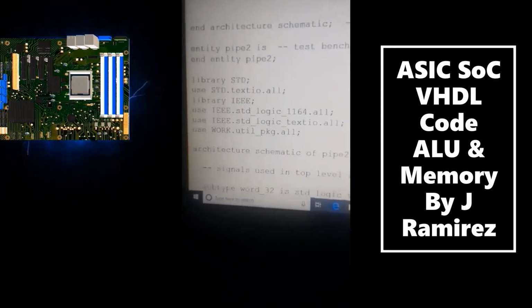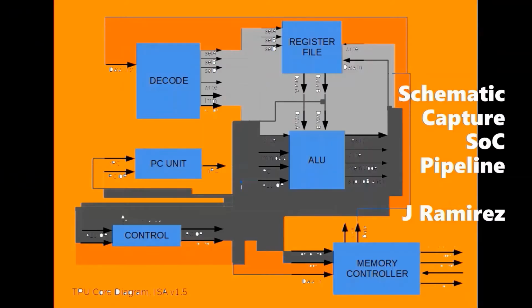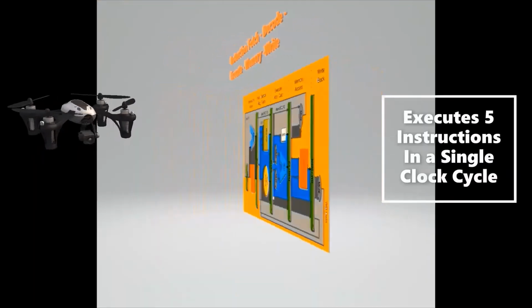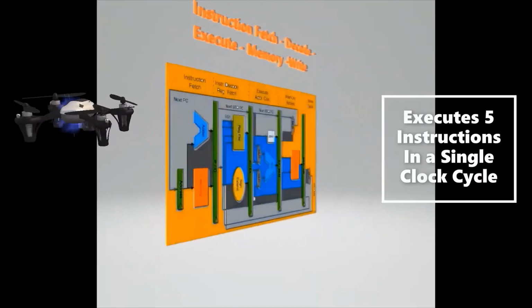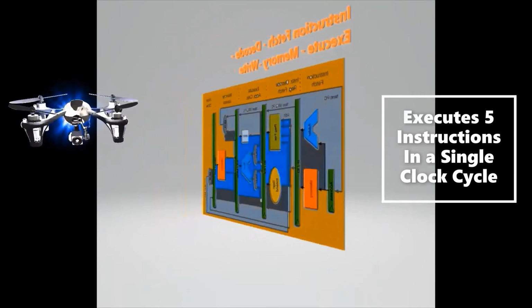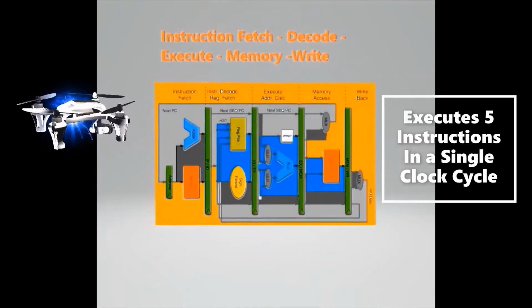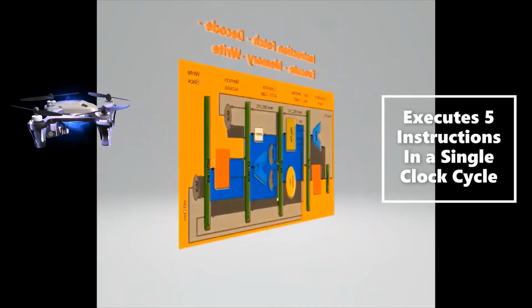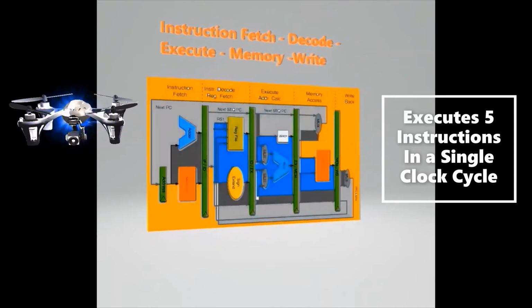Each stage takes a single clock cycle, so under ideal conditions, the speed up from pipelining is approximately equal to the number of pipeline stages in the artificial intelligence system on chip unit.